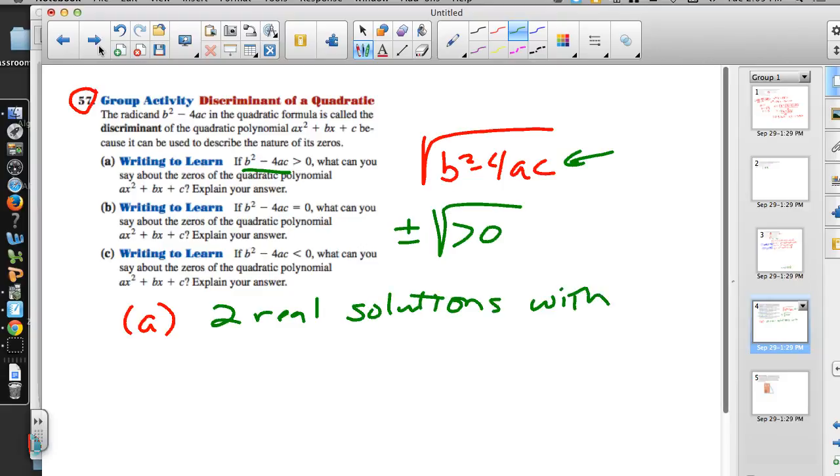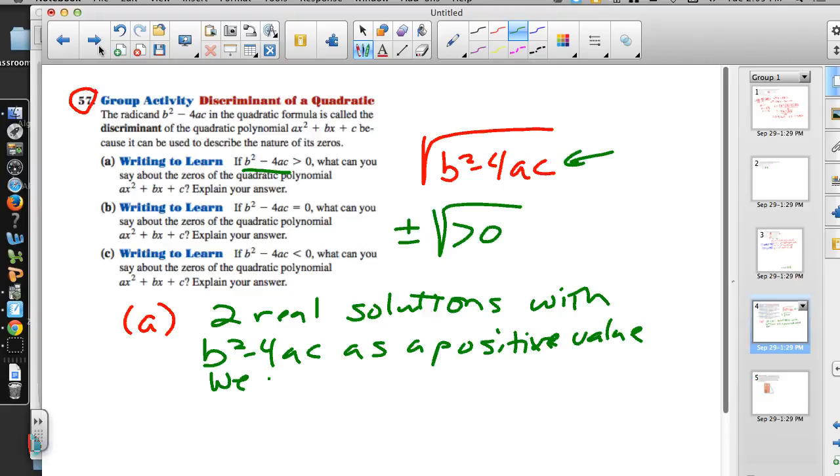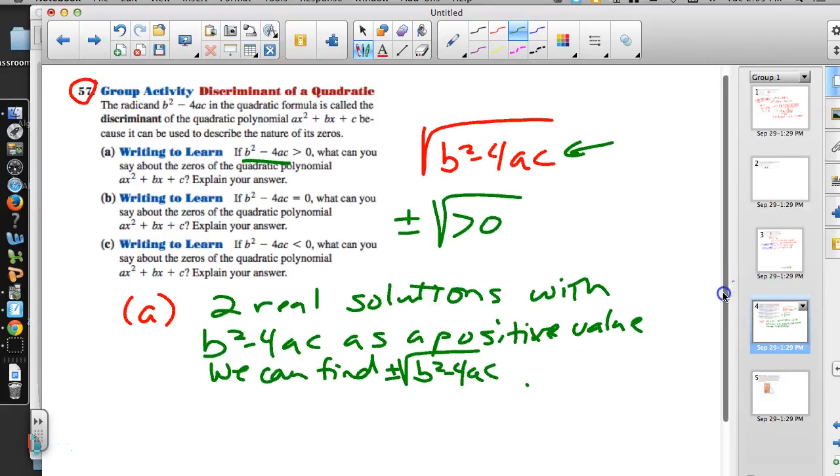with b squared minus 4ac as a positive value. We can find the square root of b squared minus 4ac. And then I would just tack that little plus or minus piece in front of there because that's telling us, hey, we're going to have two of those solutions.